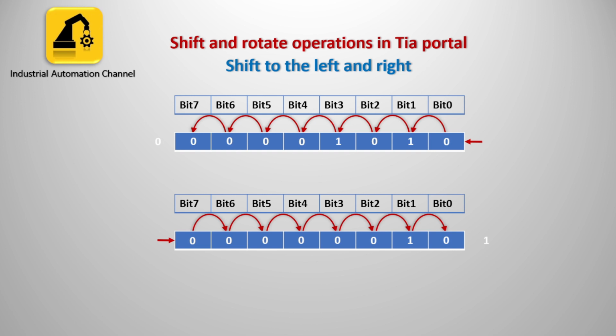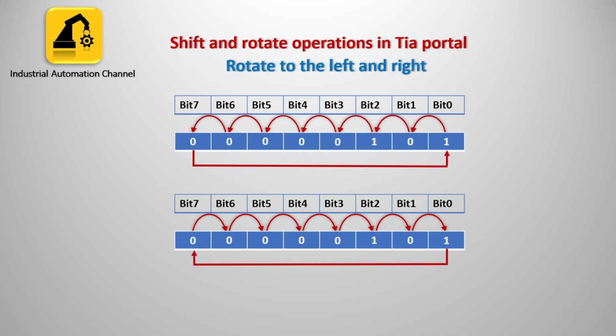Sometimes we need these bits again and we don't want them to be deleted. In this case, we can use rotate. Rotate is exactly like shift, but the bits which go to the right or left are not deleted and they come back to their extreme left or right.